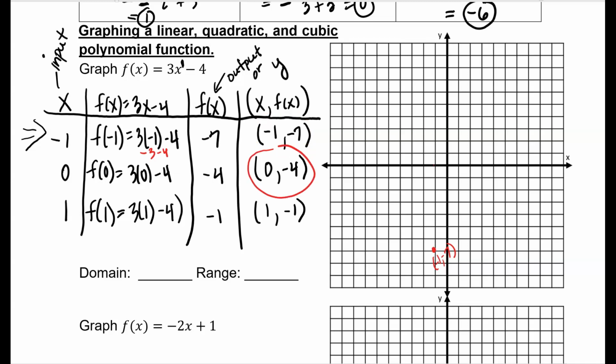Our next point is 0, -4. So we're in the center. That 0 represents the x-axis and the -4 represents the y-axis. So we're going to go down 4 units. 1, 2, 3, 4. That's 0, -4. And now we're going to plot 1, -1. From our origin, we're going to move to the right 1 unit. And then we're going to move down 1 unit. That is 1, -1. Notice we have a straight line.